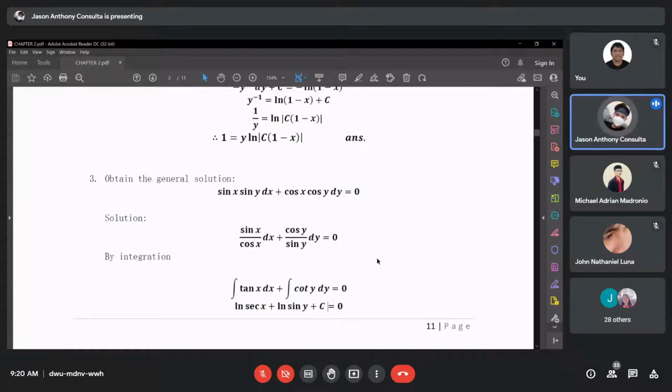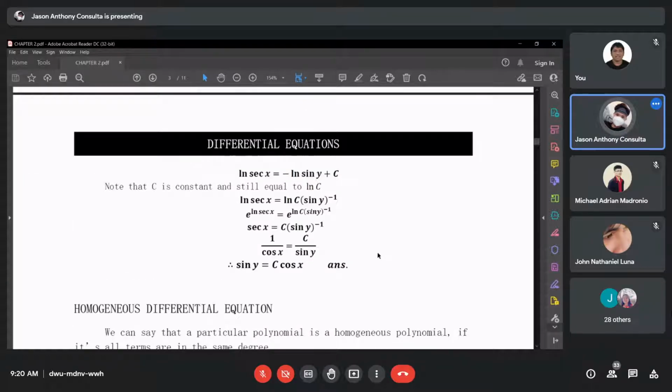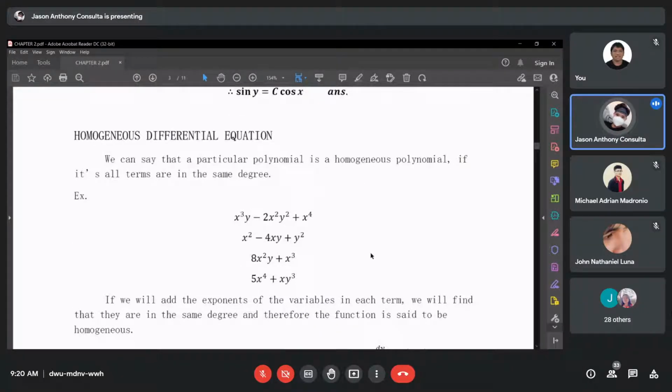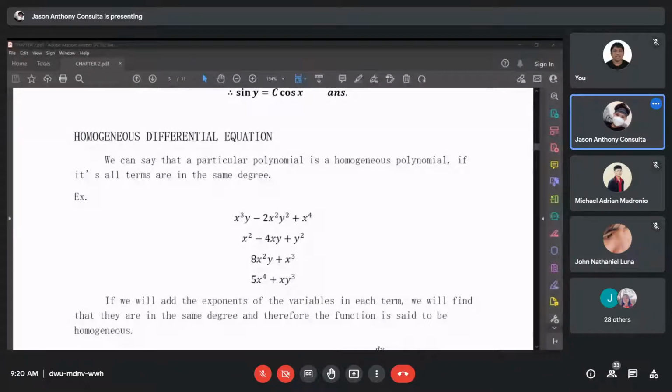Any question before we proceed to the next topic, which is homogeneous differential equation? Anyway, so matagal na din sa inyo itong material, 'di ba? So I am assuming na nabasa niyo na 'to.